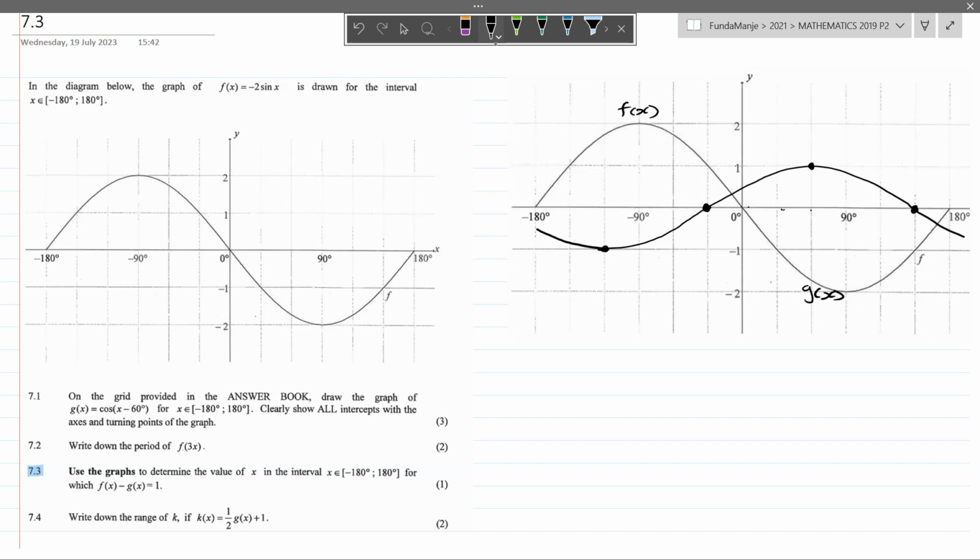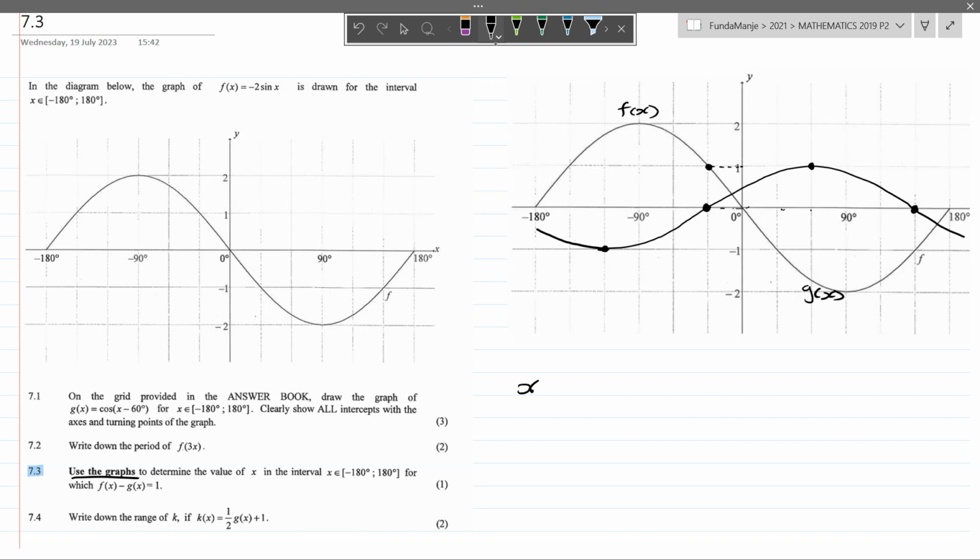So looking at it, if we take our calculator at each of these points, the only point that we can clearly see on our graph, since they said use the graphs to determine the value of x in this interval for which f minus g is equal to 1. So f at this point is clearly 1, and g at that point is 0. 1 minus 0 gives us 1.